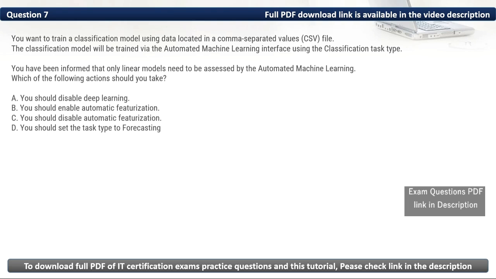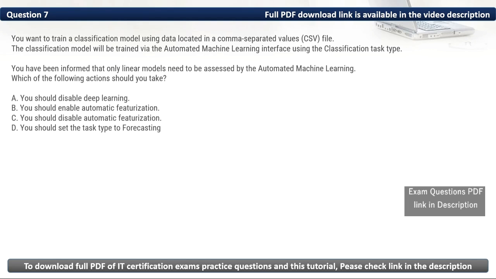Firstly, let's eliminate the incorrect options. We have B. You should enable automatic featurization. This is used to automatically transform raw data into features but does not restrict model selection to linear models. Then we have C. You should disable automatic featurization. This prevents Azure AutoML from transforming data automatically but does not limit model selection to linear models.